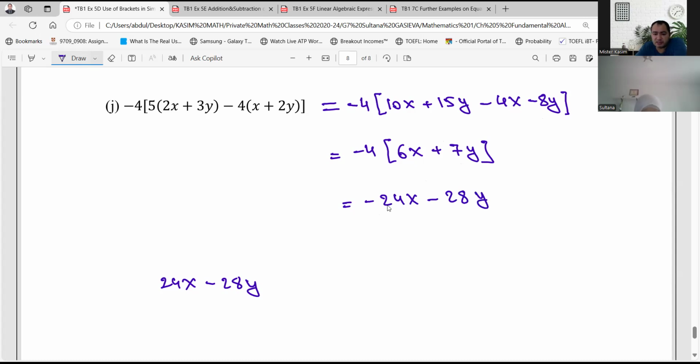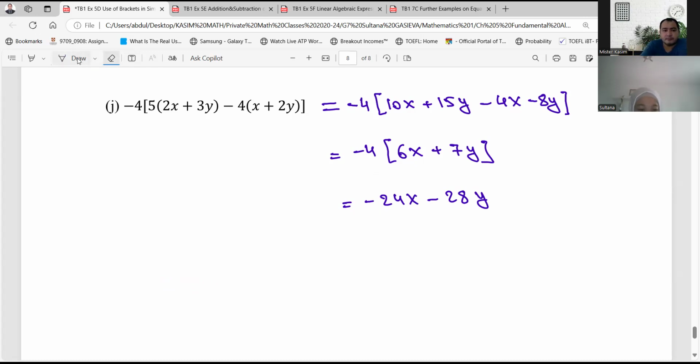But you forgot to put minus in front of 24. Is it 24 or negative 24, Sultana? Because you are multiplying by negative 4, right? Oh, it's negative 24. Okay.